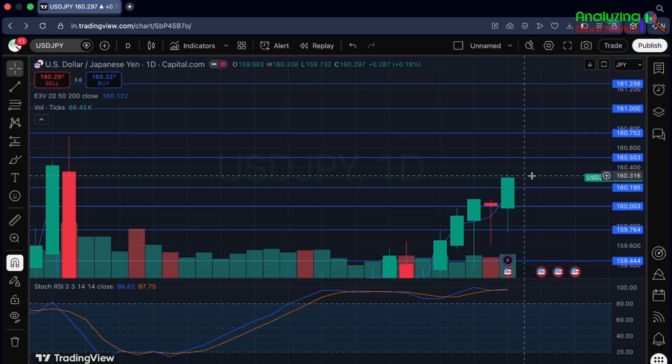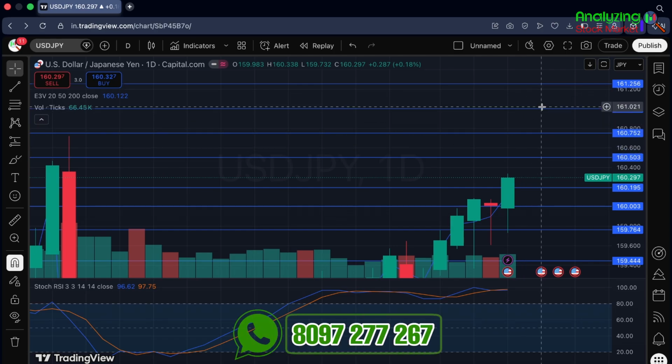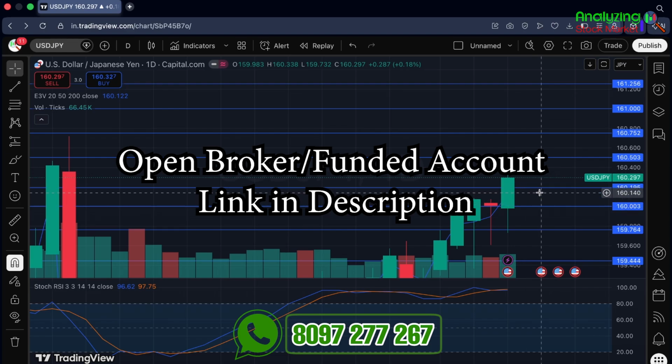If you're going for any long trade, then only go for a long trade once 160.503 gets breached and a 4-hour or one-day candle closes above this. Then you can go for a long till this level. You can even wait for this level as well. My expectation is a bit negative for this week.